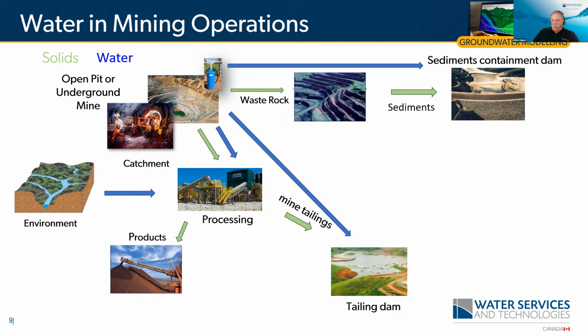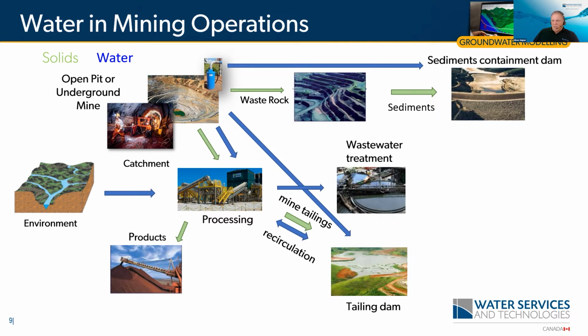After processing, you may transport mine tailings to the tailing dam. You can reuse that water as well if you want. And then you have to treat this wastewater, either from the processing plant, or coming from the sediments, or coming from the dam, and finally it goes back to the environment.